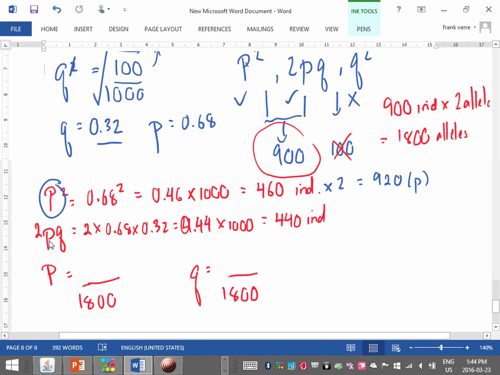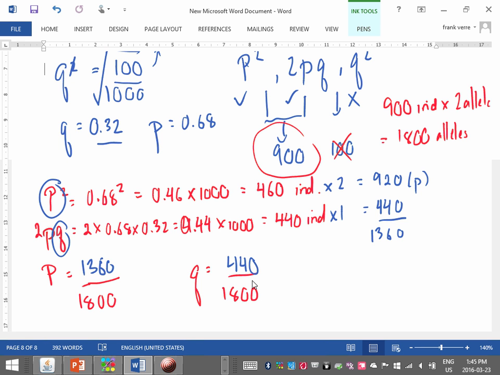But where else is the P allele? In a heterozygote. How many P alleles does a heterozygous have? 1. So that would represent another 440. So that would be a total of 1,360 P alleles. So that's my P, 1,360. My Q is only represented here, and that would be 440, because 440 individuals each have 1 Q allele, so that's 440 Q alleles. Those two add up to 1,800.